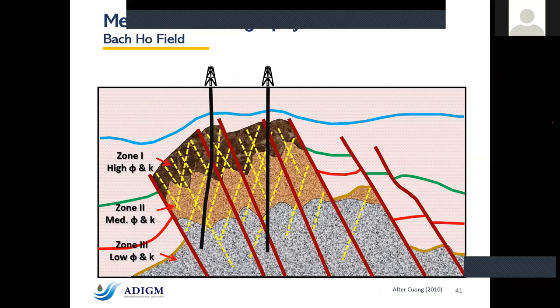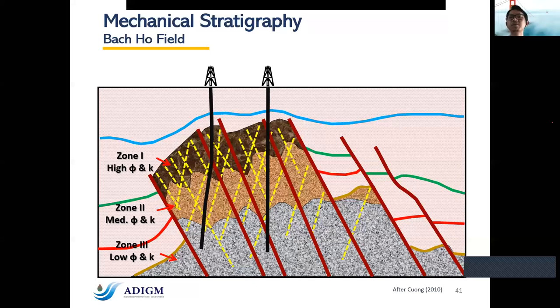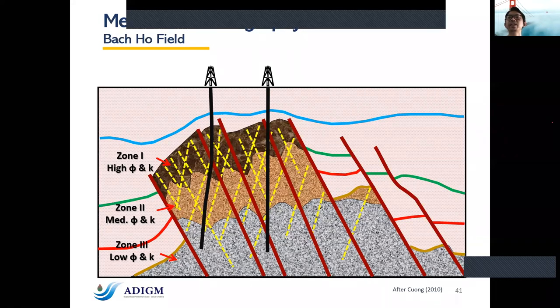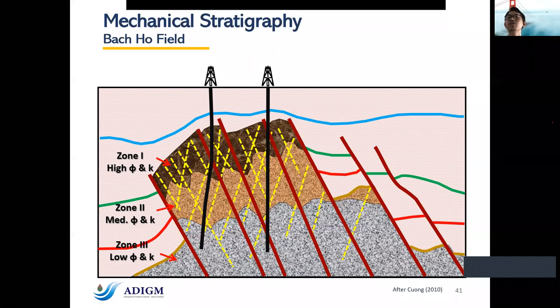Okay. Thank you for the answer, Pak. The next question is from Firman Herdiansyah. Could you give me insight into fault-related fractures in the back limb area, far from the fault hinge, having better connectivity than in the forelimb area? Is it normal?